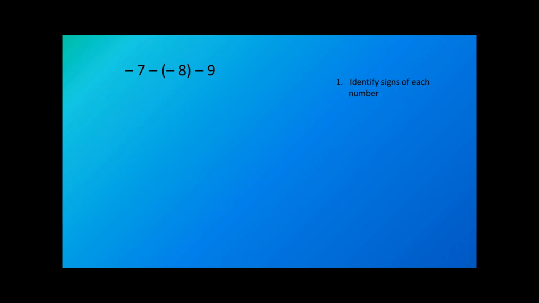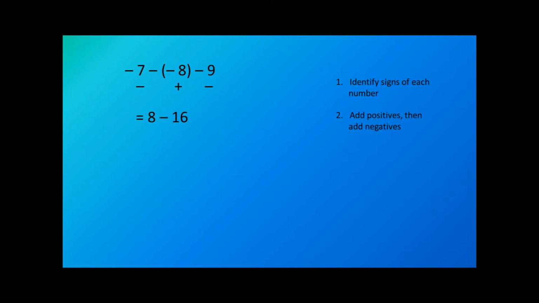Next, -7 minus -8 minus 9. All negative signs. Well, same pattern. Number 1, what are the signs of each number? The 7 is negative. The minus -8, that's the double negative thing, that's a positive. And the minus 9 is a negative. Now we add up the numbers, the positives first, the negative second. The positive are just the number 8. To add up the negatives, we need to add -7 plus -9, which is 16, and it's negative because they're both going in the negative direction.